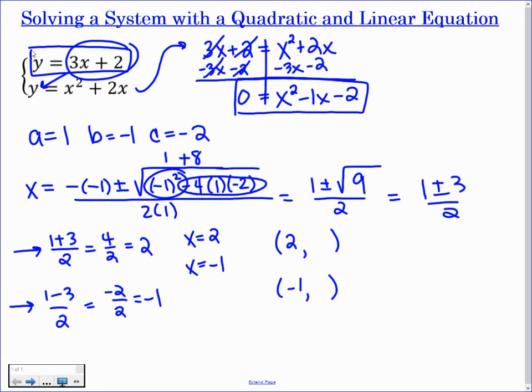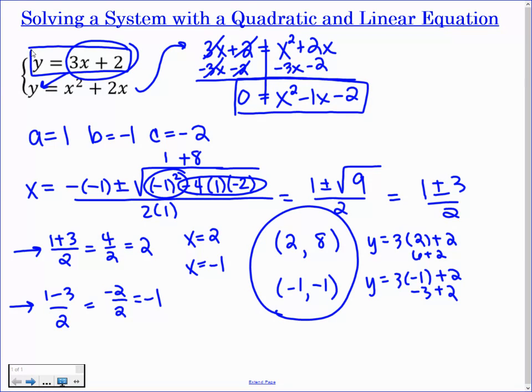How do you find y? Easy. Plug into one of your equations. Doesn't matter which one. I like to do the easy work, so I'll plug into the top equation, y equals 3x plus 2. Let's plug in our x. So I have y equals 3 times 2 plus 2, that would be 6 plus 2, which gives us 8. So when x is 2, y is 8. And this one, y equals 3 times negative 1 plus 2, which would be negative 3 plus 2, which is negative 1. So our two solutions are found at 2 comma 8 and negative 1, negative 1. And we are done.